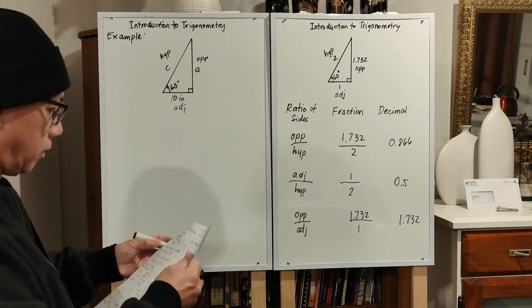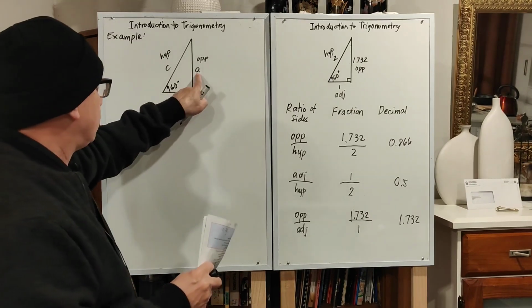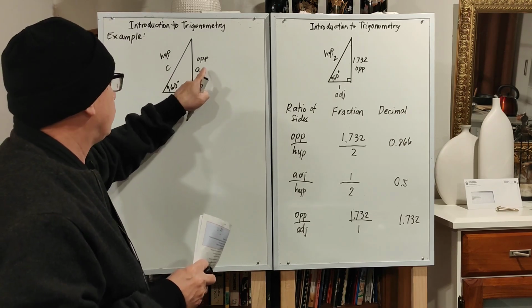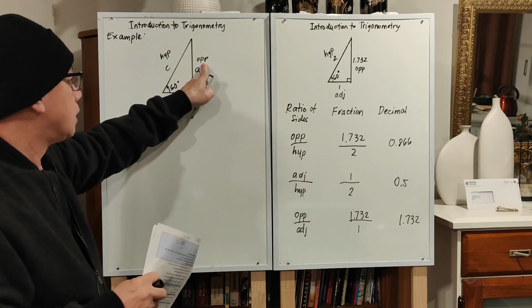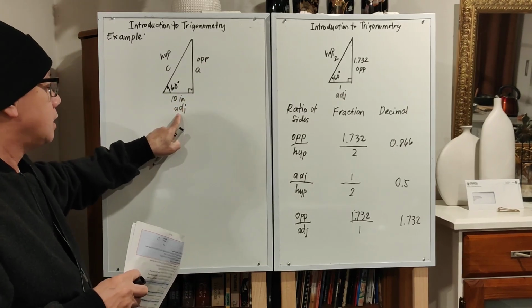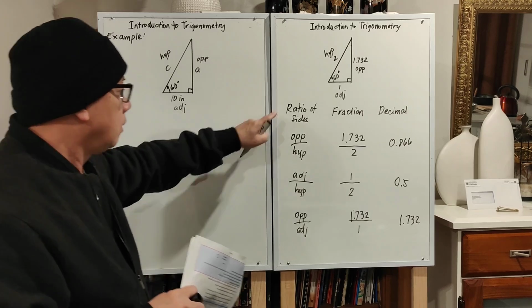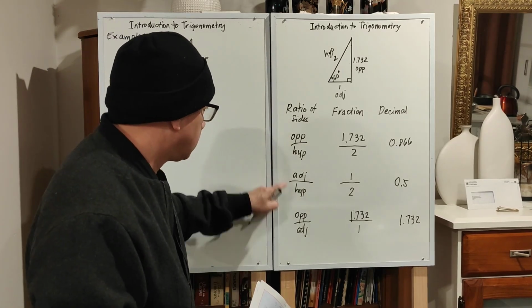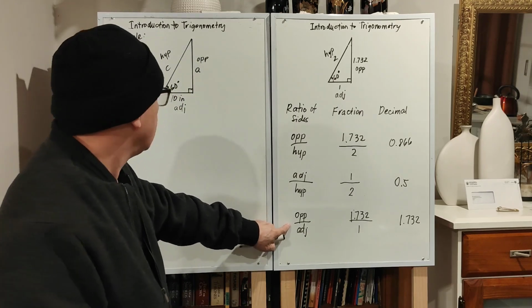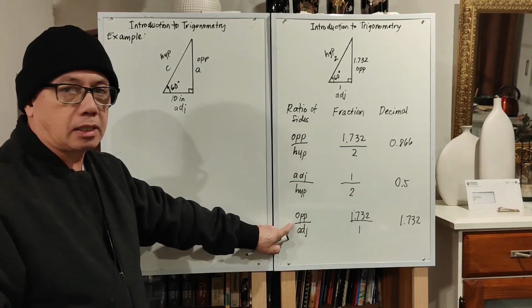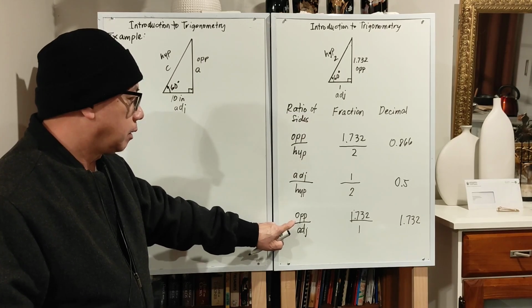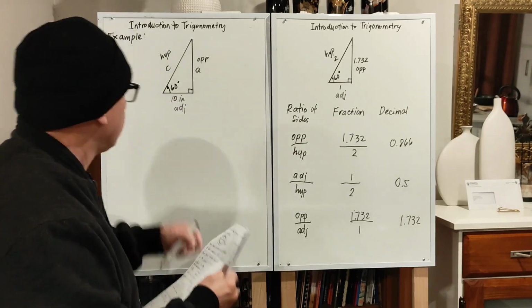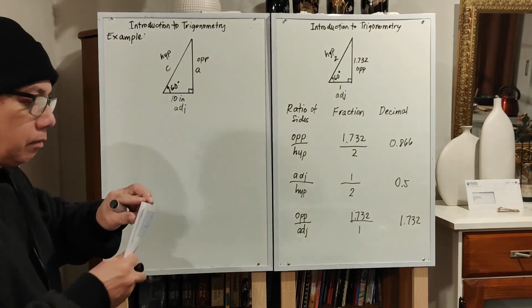Now to get the value of A, we need to find opposite given the adjacent. In here, we need opposite and adjacent. So which ratio is this one? Opposite and adjacent. So this is the opposite and adjacent ratio. So let's put this one, opposite and adjacent ratio.